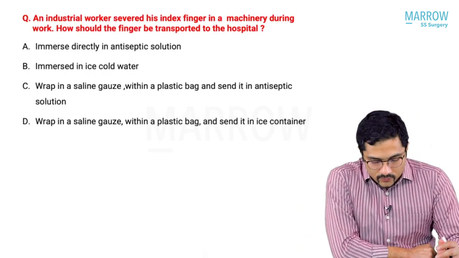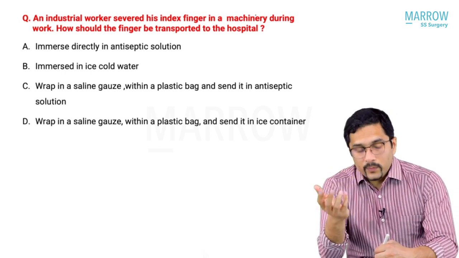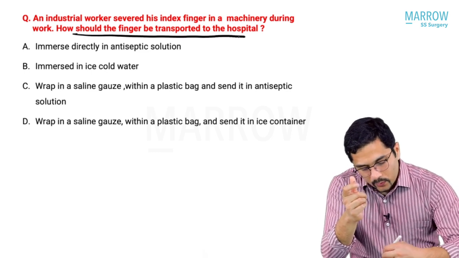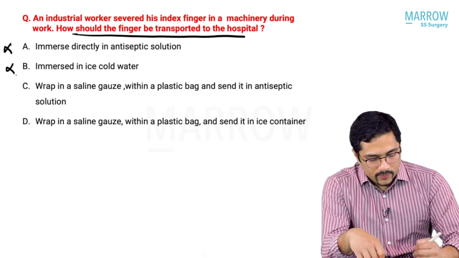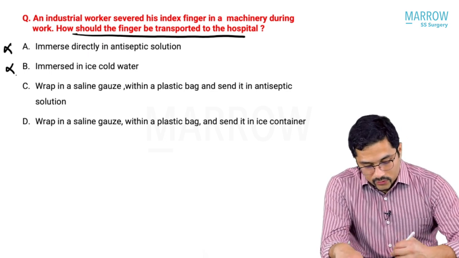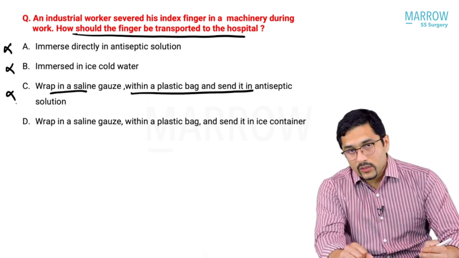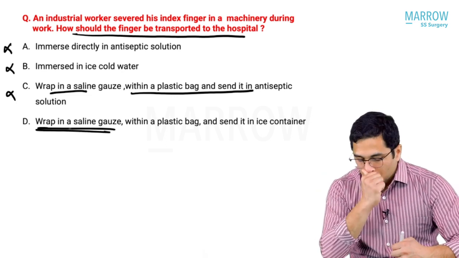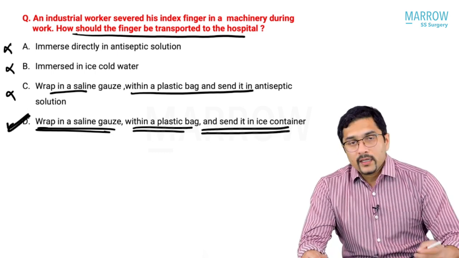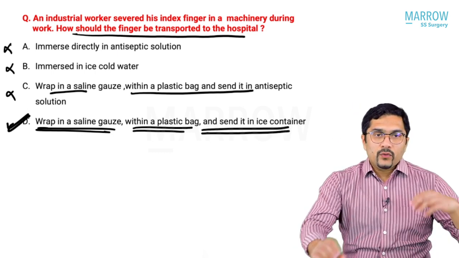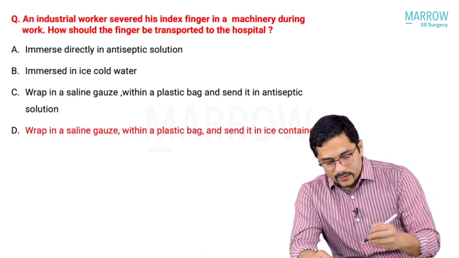Now, the common sense question was that an industrial worker has severed his index finger in machinery during work. How should the finger be transported to the hospital? Should we directly immerse it in antiseptic solution? No. Immersed in ice cold water? No. Is it wrapped in saline gauze within a plastic bag and sent in antiseptic solution? No. It is wrapped in saline gauze, put within a plastic bag and then sent in an ice container. Direct contact with ice should not be there. You first wrap it with the saline gauze, put it in a plastic bag, then put it in an ice container.